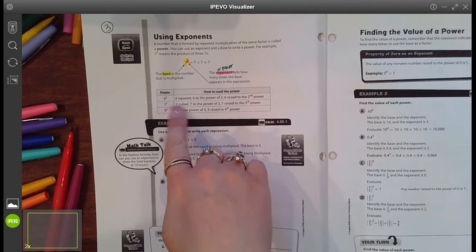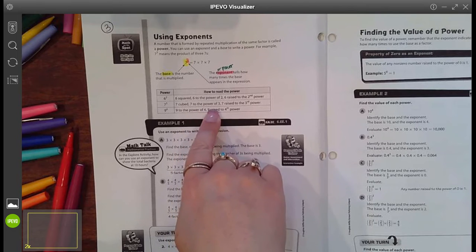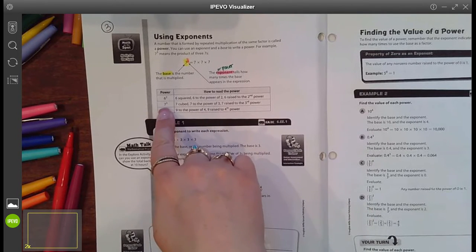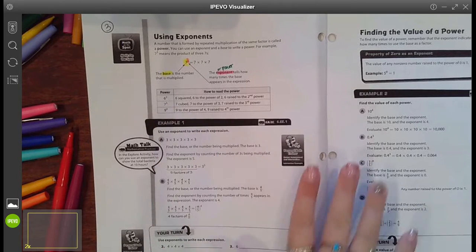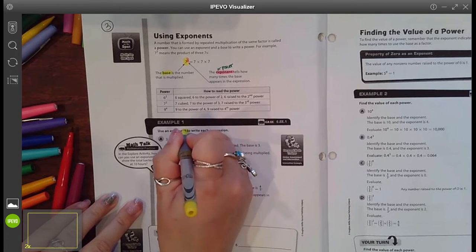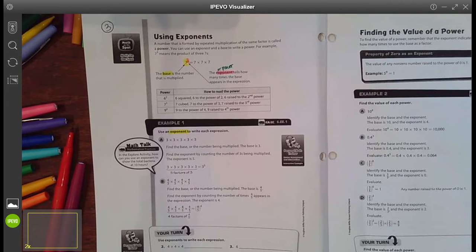This would be 7 cubed, or 7 to the power of 3, or 7 raised to the 3rd power. Those are all ways to say 7 to the 3rd power. Okay, and that would be 7 times 7 times 7. So let's go ahead and see what some of this would look like for our homework. It would say, use an exponent to write the expression. You pray that these are the types of numbers on your quiz, because look how easy this is.